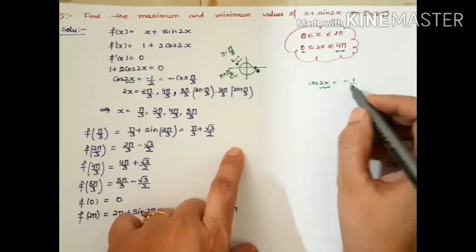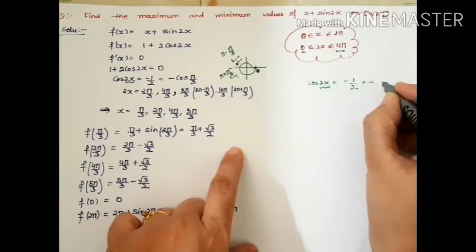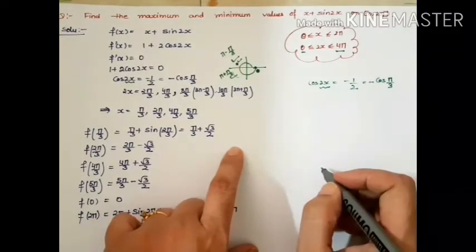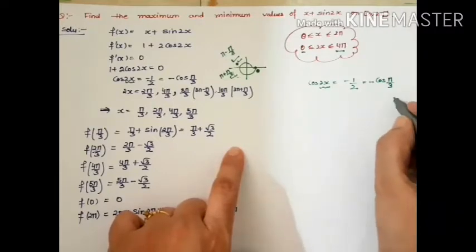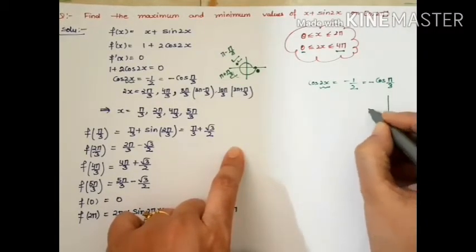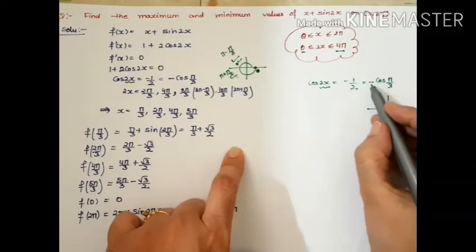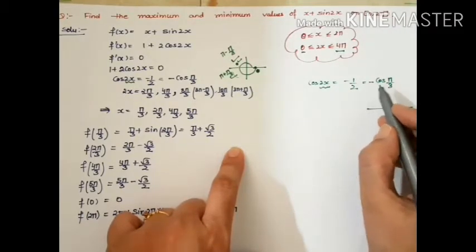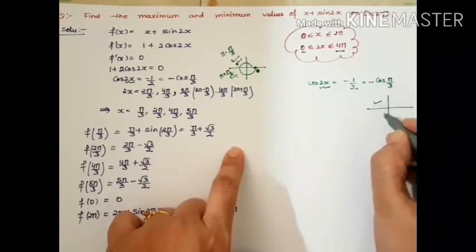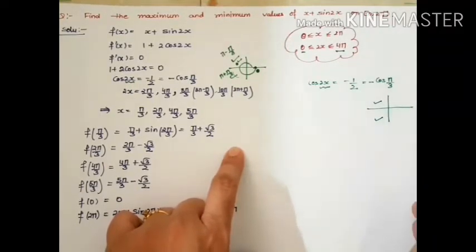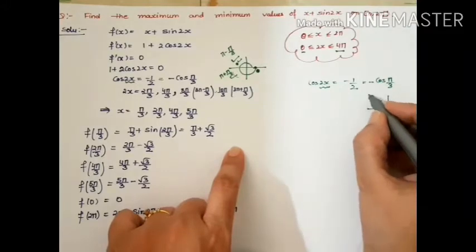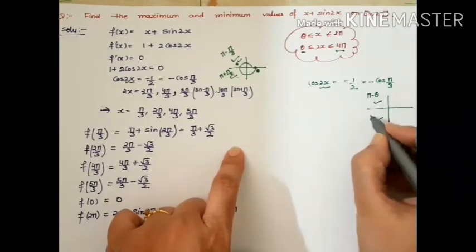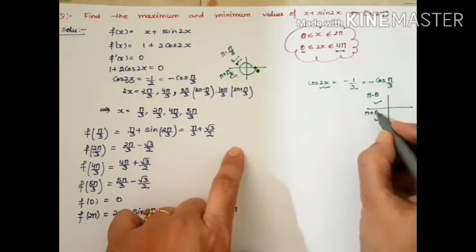First step: keep the minus sign aside, and cos takes the value half at 60 degrees, which means cos of pi by 3. Now I have to see the quadrant. Since cos is negative, I will look for those quadrants where cos takes the negative value. There are two quadrants, second and third. What is the combination here? You take pi minus theta and pi plus theta as your combination.